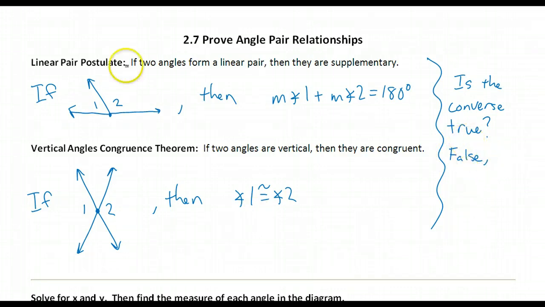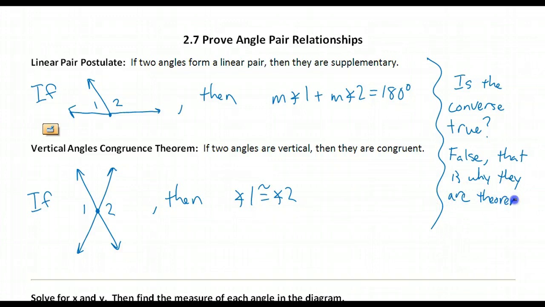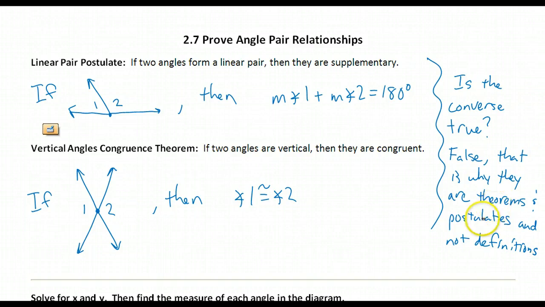The reason that they're postulates and theorems is the fact that their converses are not true. Theorems and postulates don't always have their converse true. If the converse was true, I would have a definition. So theorems and postulates, the converse is not true. In a definition, the converse is true.